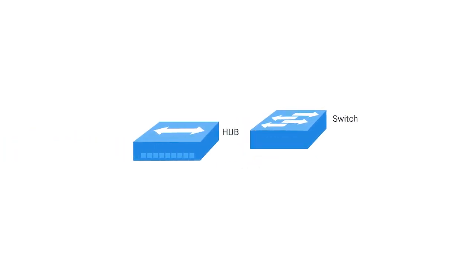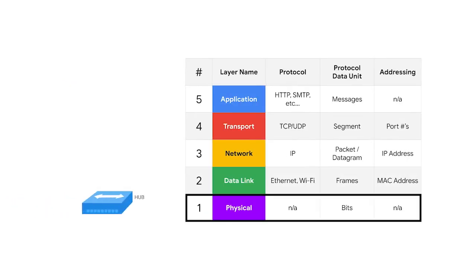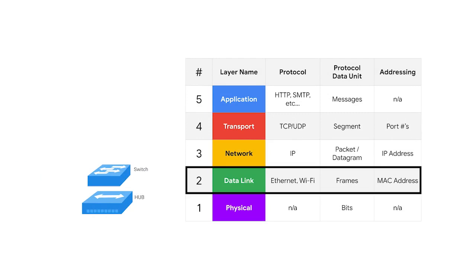A much more common way of connecting many computers is with a more sophisticated device known as a network switch, originally known as a switching hub. A switch is very similar to a hub since you can connect many devices to it so they can communicate. The difference is that while a hub is a layer 1 or physical layer device, a switch is a layer 2 or data link device.